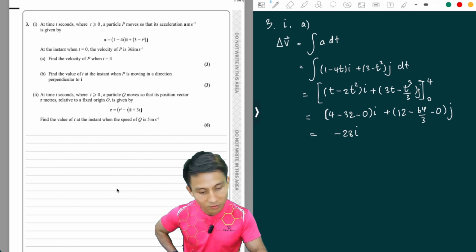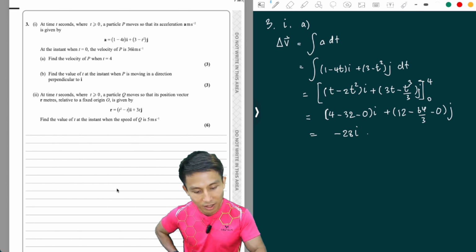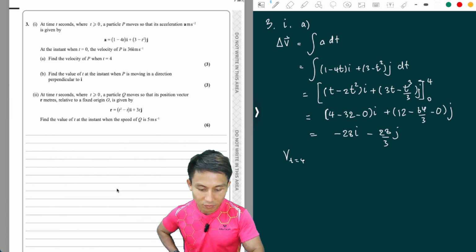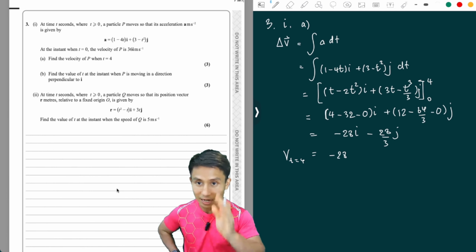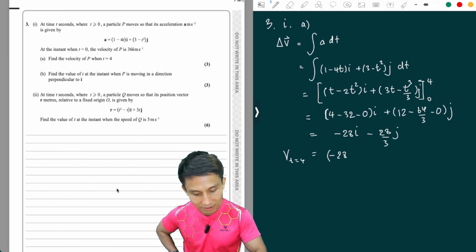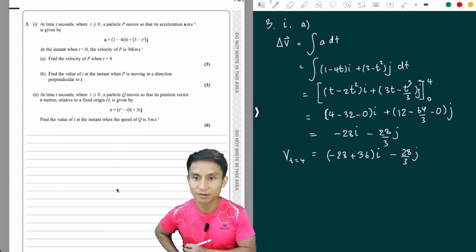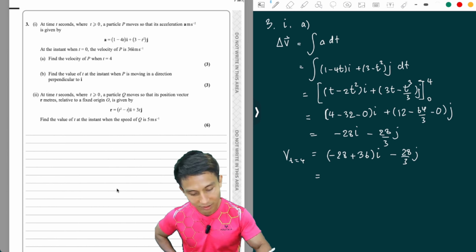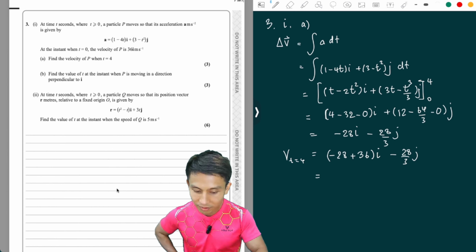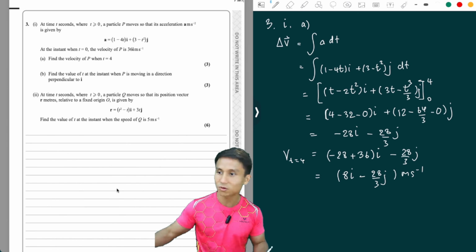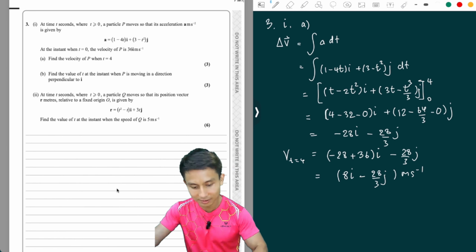And then what do you get here? Well, 36 minus 64, that's minus 28 over 3j. So that means v at t equals 4 would be just adding that 36I meters per second to the I component here. And then the j component doesn't change because there's nothing for the initial velocity there to add. So this is just 8I minus 28 over 3j meters per second for the velocity at t equals 4. Yeah, so that's part A done.